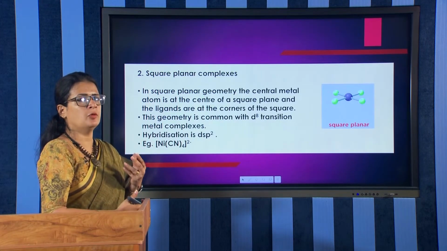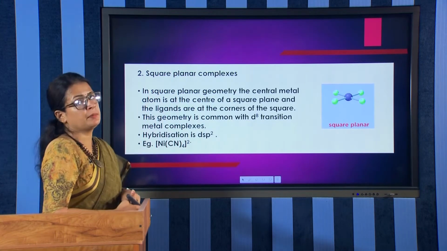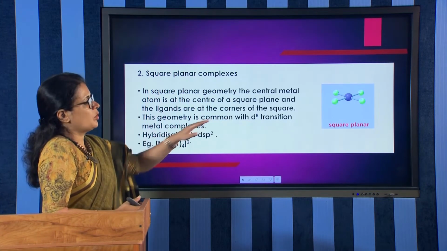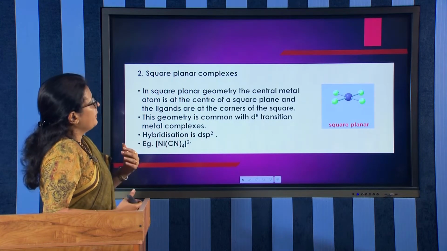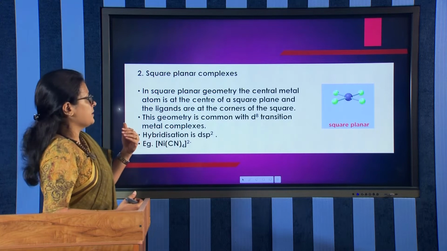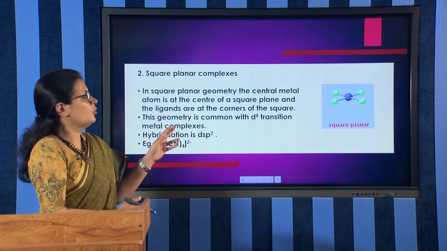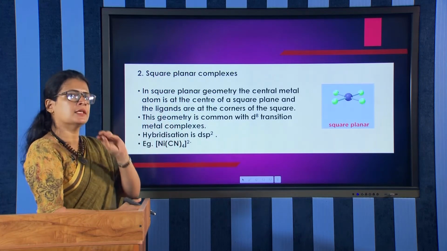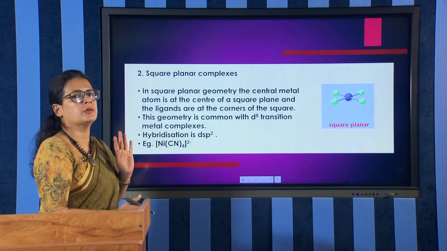For coordination number 4, we have 2 possibilities, tetrahedral and square planar, and the second type is square planar complexes. See, this is a square planar structure given, you can see there. In the square planar geometry, the central metal atom is at the center of a square plane, and the ligands are at the 4 corners of that square.